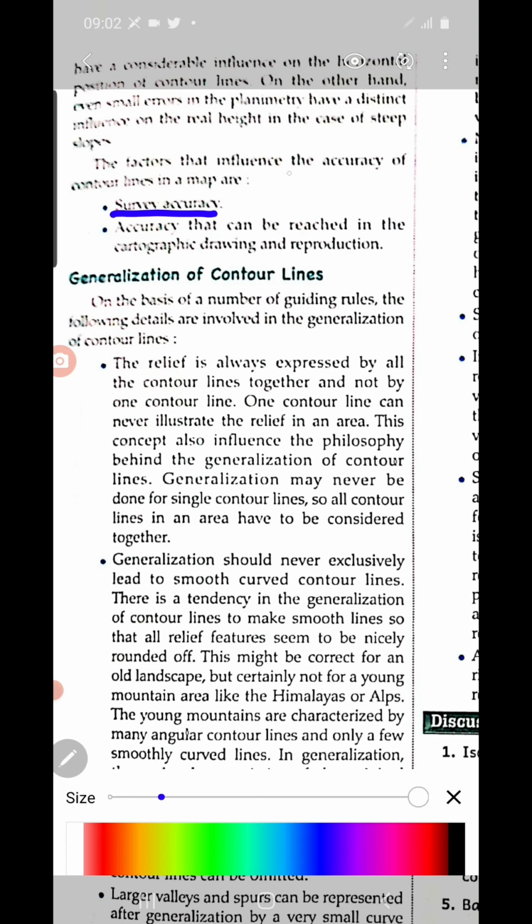Contour line accuracy depends upon the accuracy of the survey. Then the accuracy that can be reached in cartography, drawing and reproduction. After surveying the places, they have to make a survey map, a topographical map. They may do an accurate survey, but then they have to show the surveyed things properly in the topographical map. That also depends upon the cartographer, how well the person is able to draw the map.